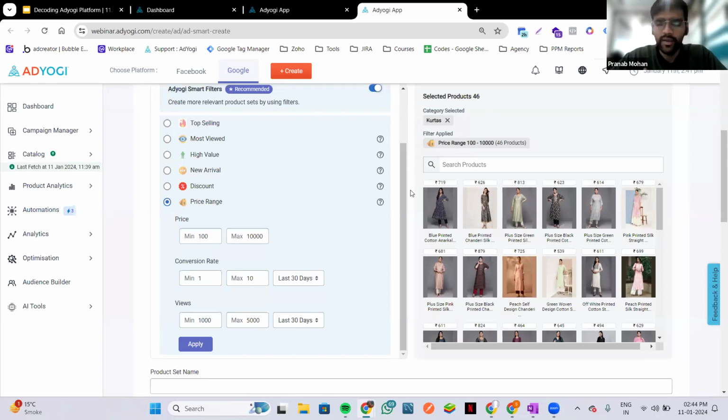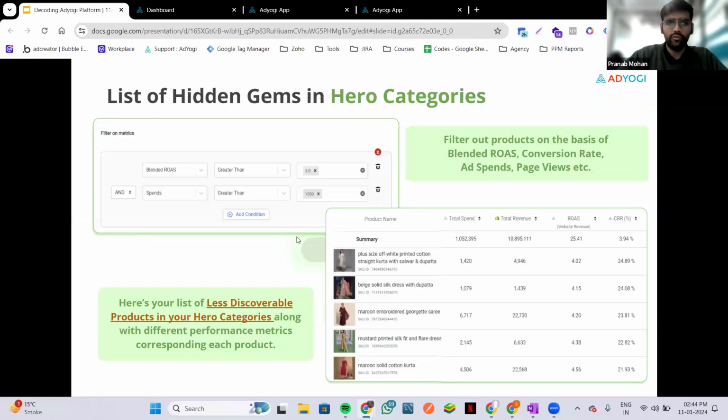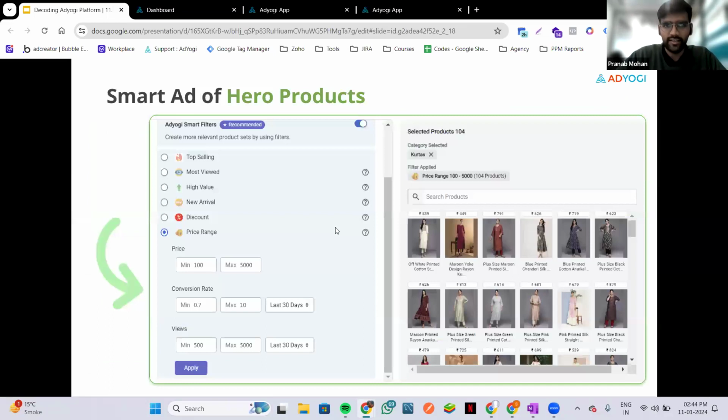So that's the first problem, to identify your hidden gems and your low discovered products from your hero categories and start promoting them in all of your catalog linked ads. So now, if we go back, we have the option to identify these hero products and hero gems, and you can use the smart ad section to create segments or cohorts of these products and run them in all of your catalog ads.